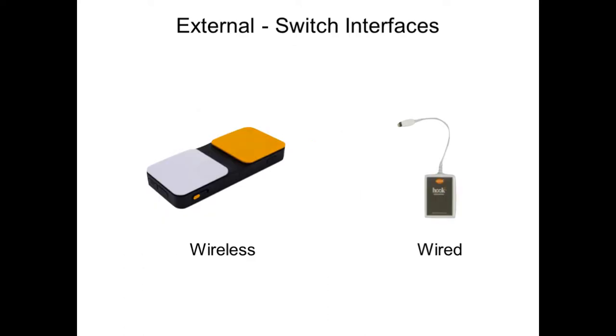Now, drilling down a little bit further, as far as external switch interfaces, you have two options. You can go wireless or you can use a wired switch interface. Each of these has their pros and cons. With the wireless, you have fewer wires, of course, which can be quite a convenience. But the Bluetooth connections that these switch interfaces rely on sometimes can be unreliable. You can have a connection drop out, and then that could be a problem for the person that relies on switch control. Wired interfaces tend to be more reliable because, of course, you have a direct connection to the device.